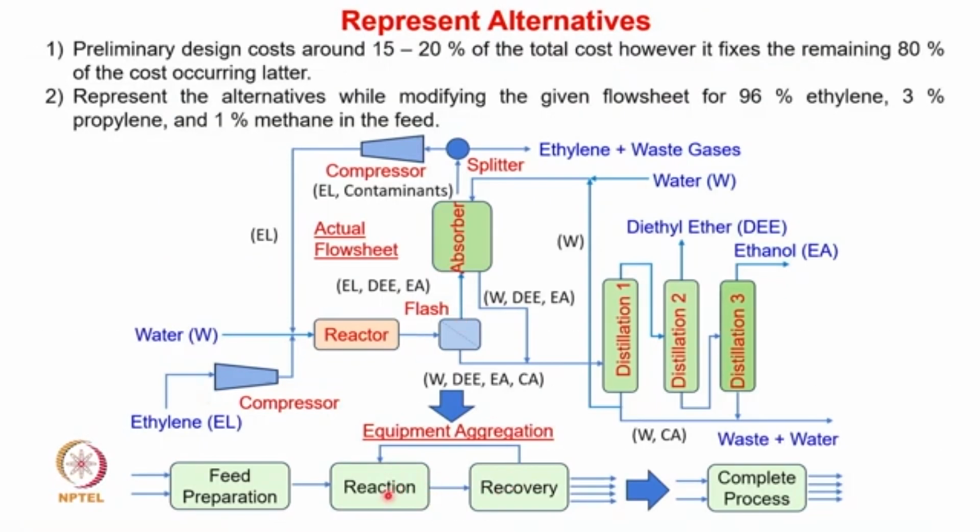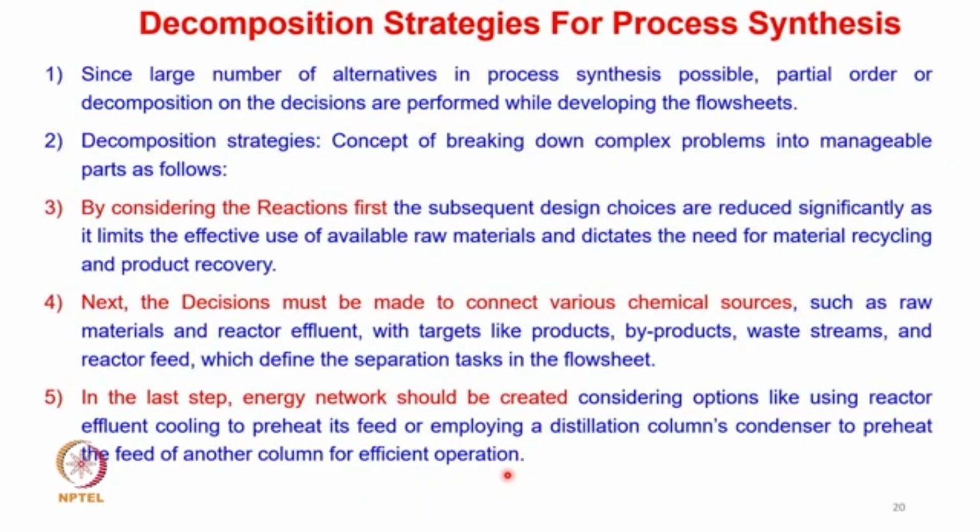group of the equipment. For instance, here you can see that whatever the decision we are making after the reaction, that will be applicable for this entire recovery block. So this recovery block may be having different equipments here as shown here, but the decision will be made for the entire group. Now what we wanted to see is a decomposition strategy for process synthesis. So clearly large number of alternatives are possible, and clearly we will not be able to evaluate each and every alternative. So in order to ease out this problem, typically a partial order or a decomposition of the decisions are performed while developing the flow sheets.